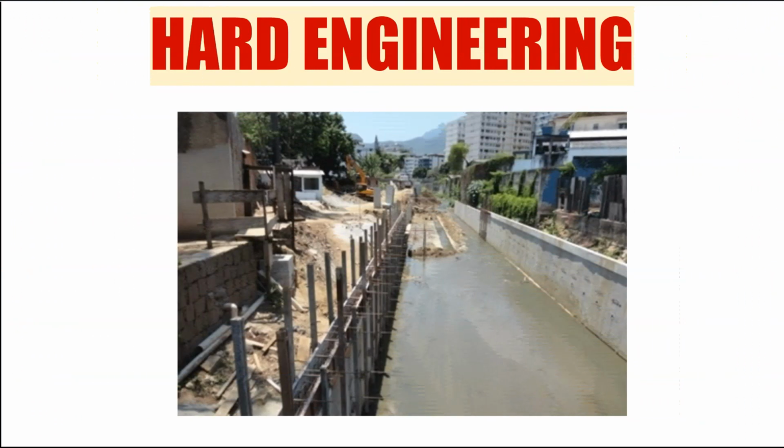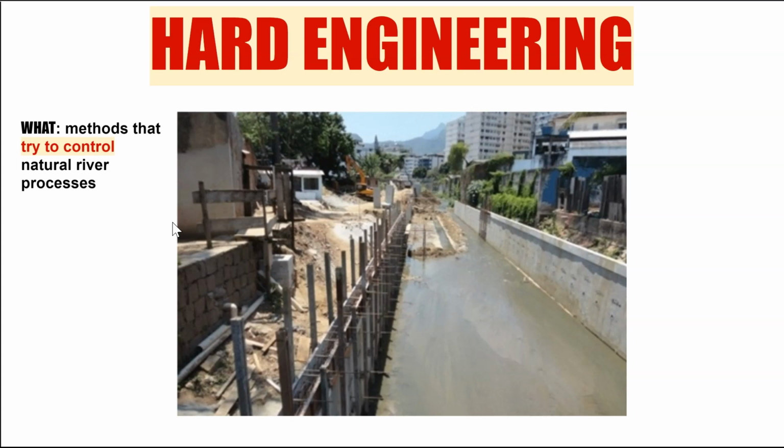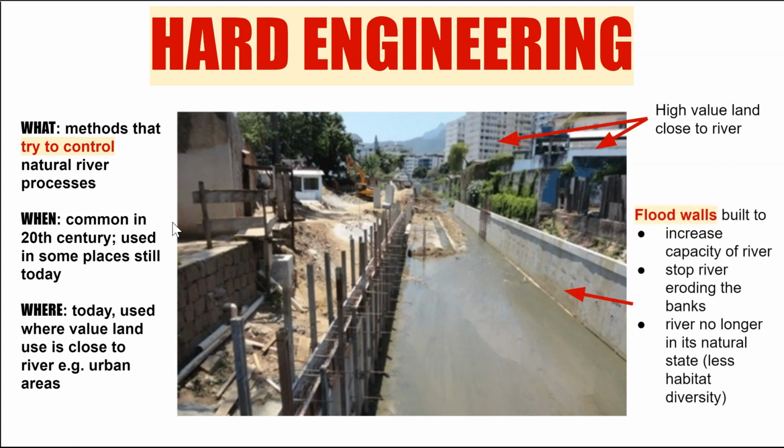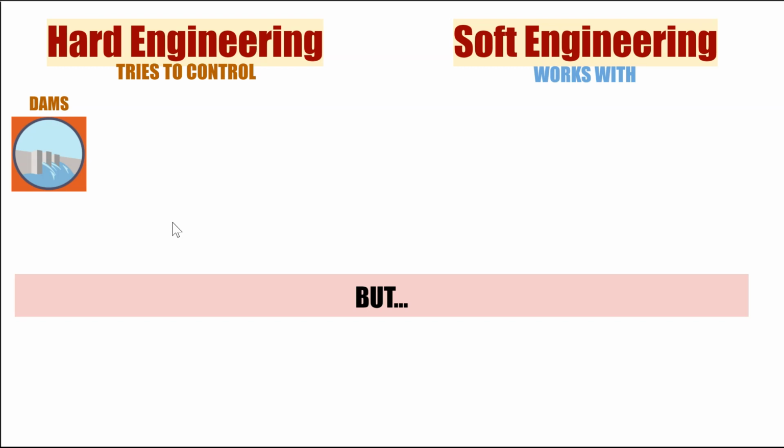So the last video covered the hard engineering strategies. You may well remember that those are methods that try to control. They were very common in the 20th century, but they're still used in some places today. We looked at some examples of where they're still necessary, particularly in urban areas where the river is close to valuable land, to protect the land and the infrastructure. Here's one particular method, flood walls. So a quick recap before we jump into soft engineering.